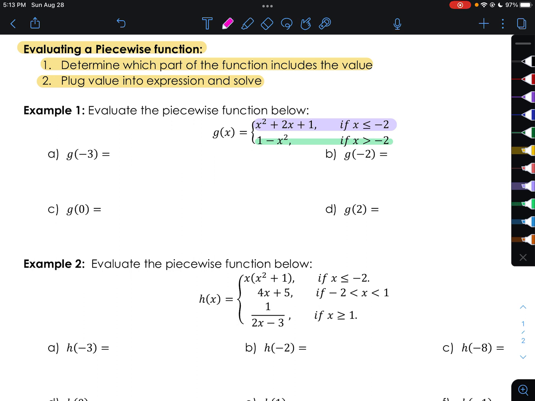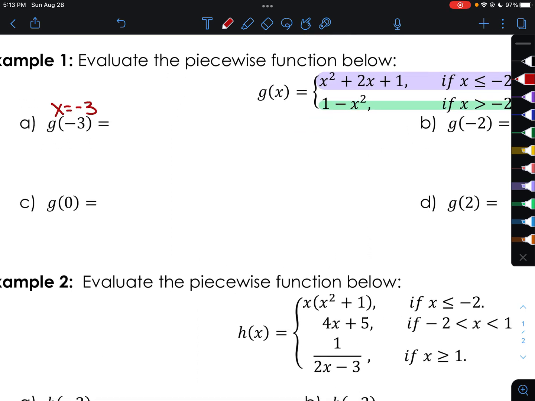So our first one we have is g of -3. What this says is when x is -3, what is the y value? So you have to determine which one it falls in, and it's going to fall in the purple highlighted function, that top function, because -3 is less than or equal to -2.